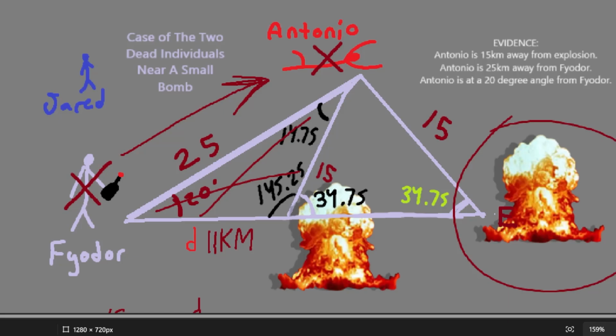This case was unsolvable. The police were never able to solve it with Jared's calculations. He made it look like Fyodor was the one who murdered Antonio because he had the detonator in his hand, and that Fyodor, a bit too negligent, died himself. That's what the cops think. But now you know the actual truth behind this case. Case closed.